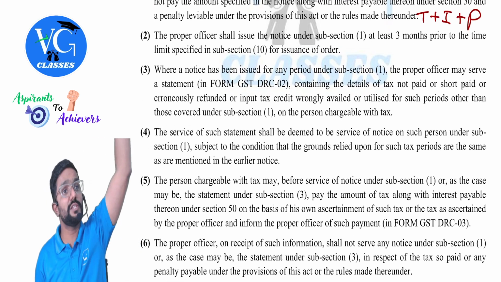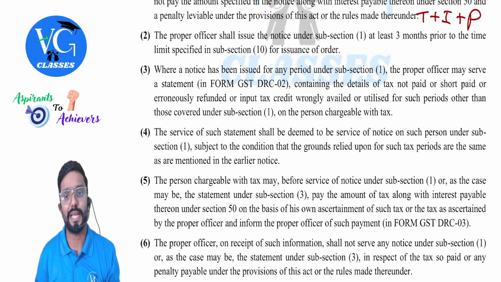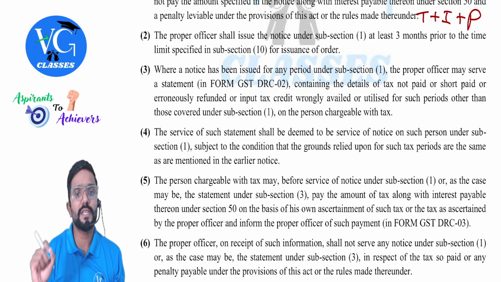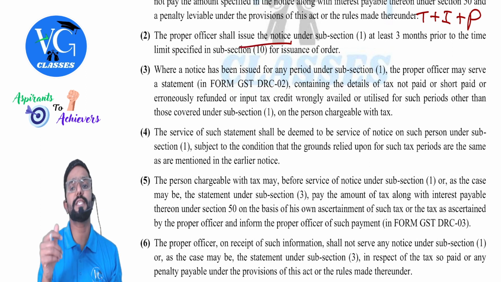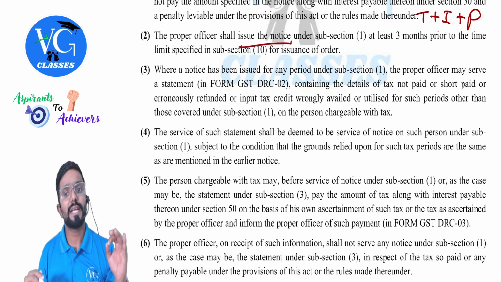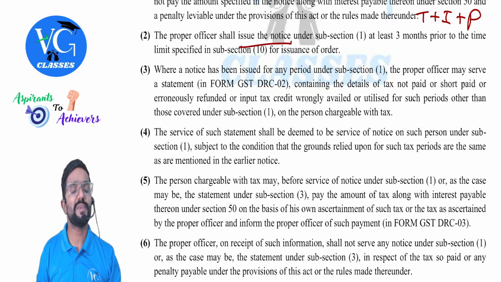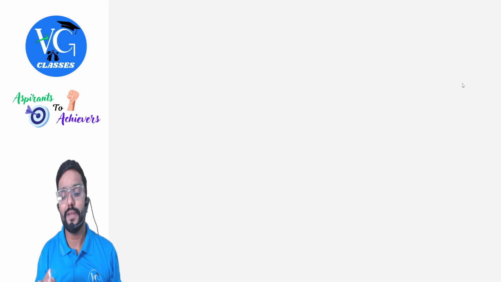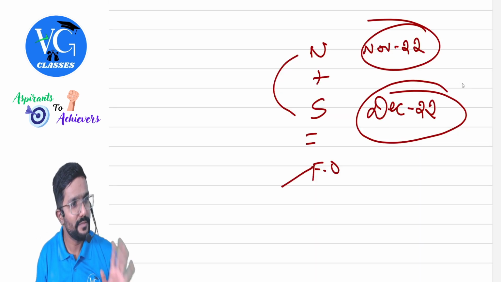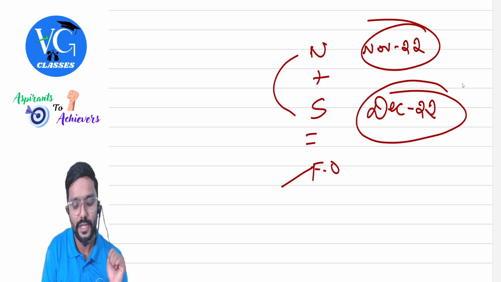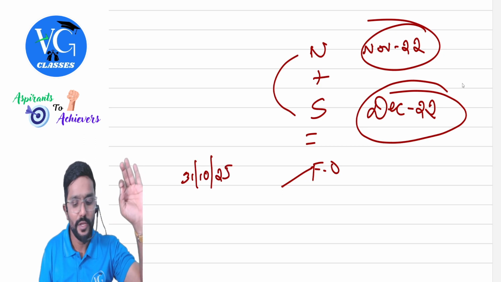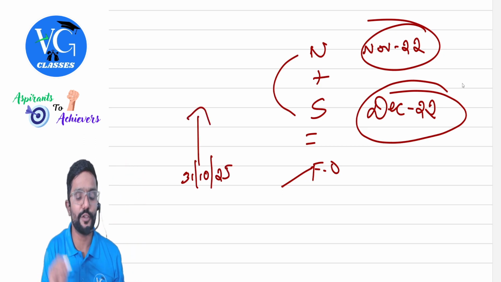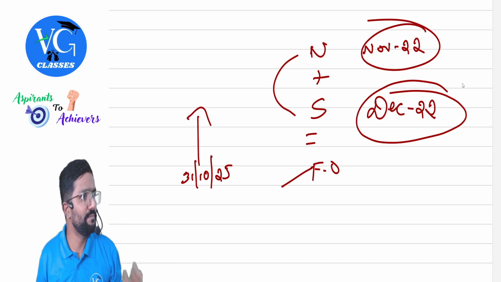Can the proper officer give notice whenever he wants? No. Within a certain time. What is it? The proper officer shall issue the notice under subsection 1 at least 3 months prior to the time limit specified in subsection 10 for issuance of order. Okay, guys, they're telling, whatever is the time limit to pass the order, no? Assume the time limit to pass the order, I'm just randomly taking, is 31st October 25. Notice has to be issued at least 3 months before this.